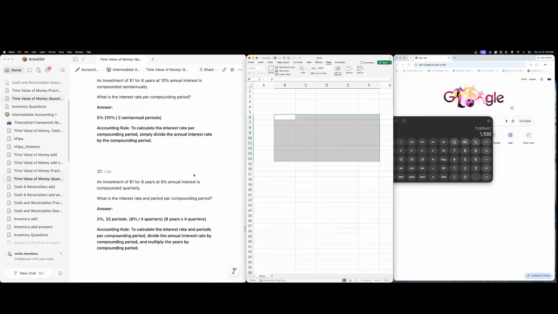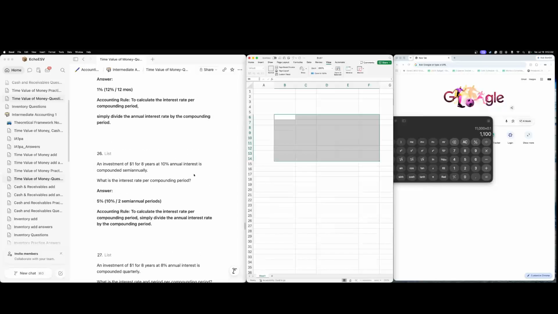Time value of money, as well as understanding that if there is an annual interest rate, how do you determine when it's compounded semi-annually, quarterly, or monthly. You can determine the interest rate for the period based off that annual interest rate, and then determine how many total compounding periods there are for the entire length of the note.